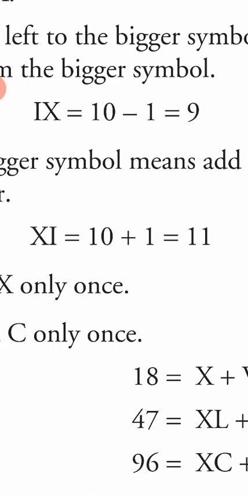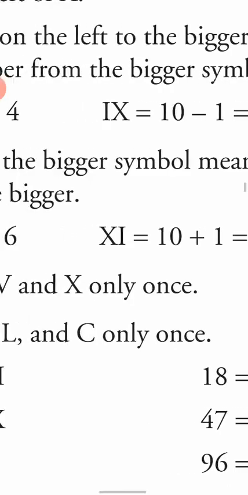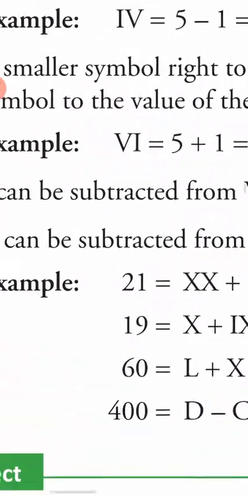Another example, here we have 9. How is this 9 written? Like IX, because again the rule that we have read is the smaller symbol is written to the left of the bigger one. So our answer is 9. 10 minus 1, that is 9.